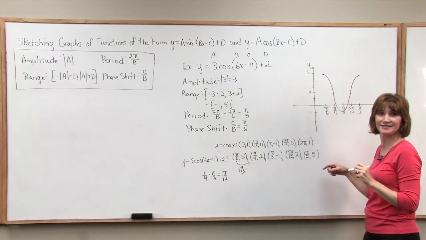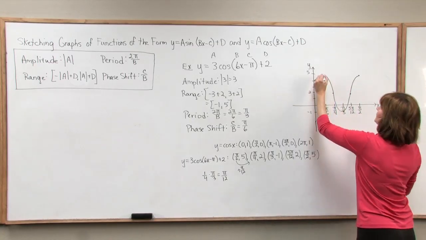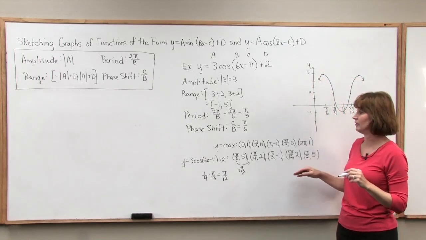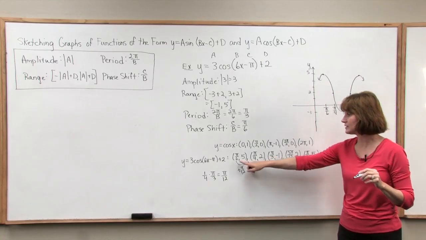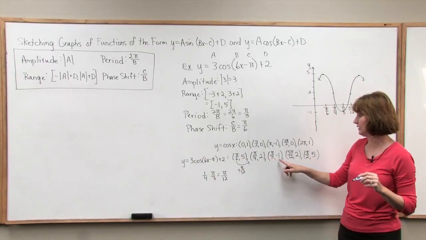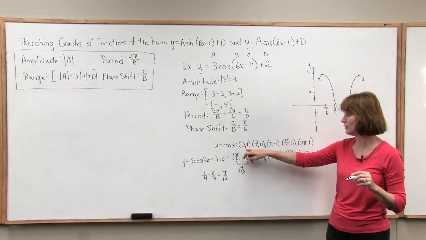All right. So here's one cycle for this function. And of course, domain is all real numbers, so it doesn't stop. It continues in both directions forever. So I want to reiterate. To get your x coordinates, you find the phase shift, then you add 1/4 of the period. To get your y coordinates, you multiply the old y coordinates by a, and then you add d.